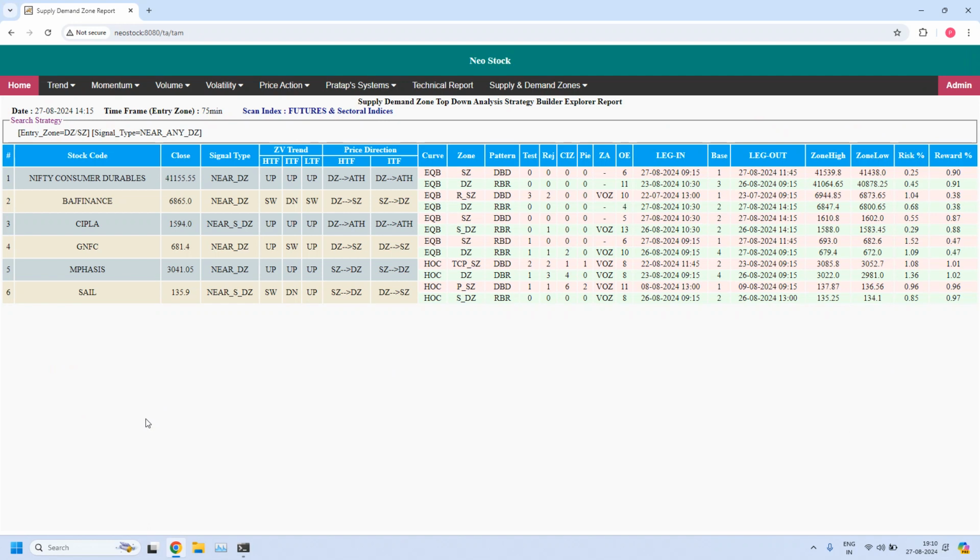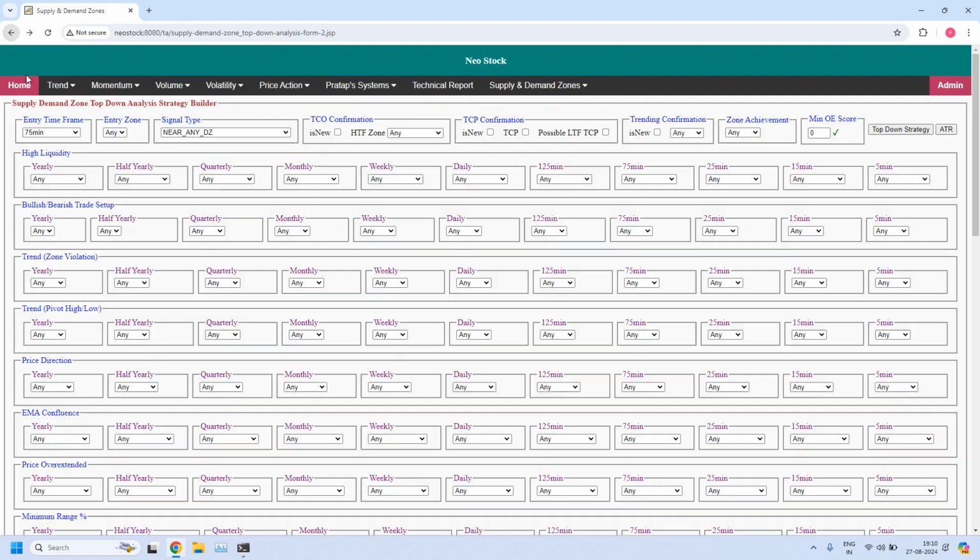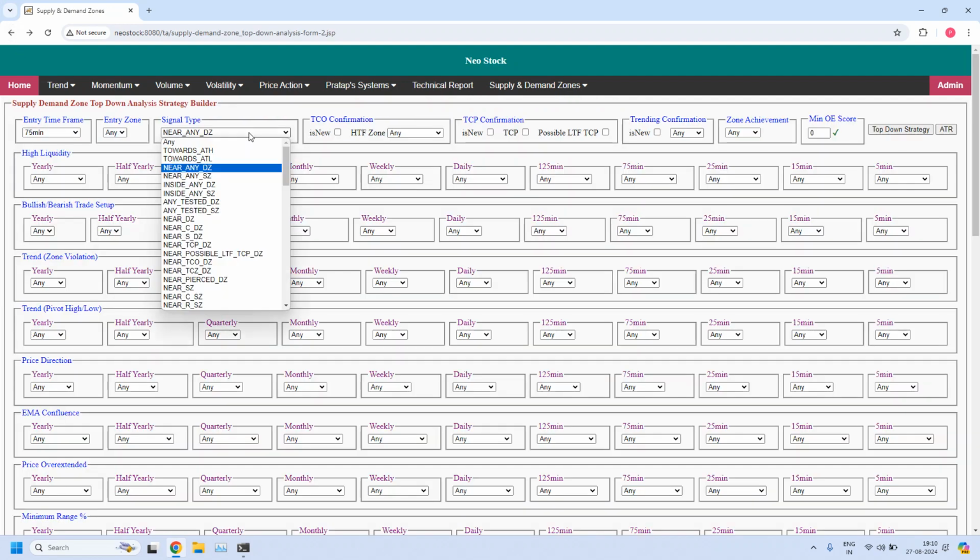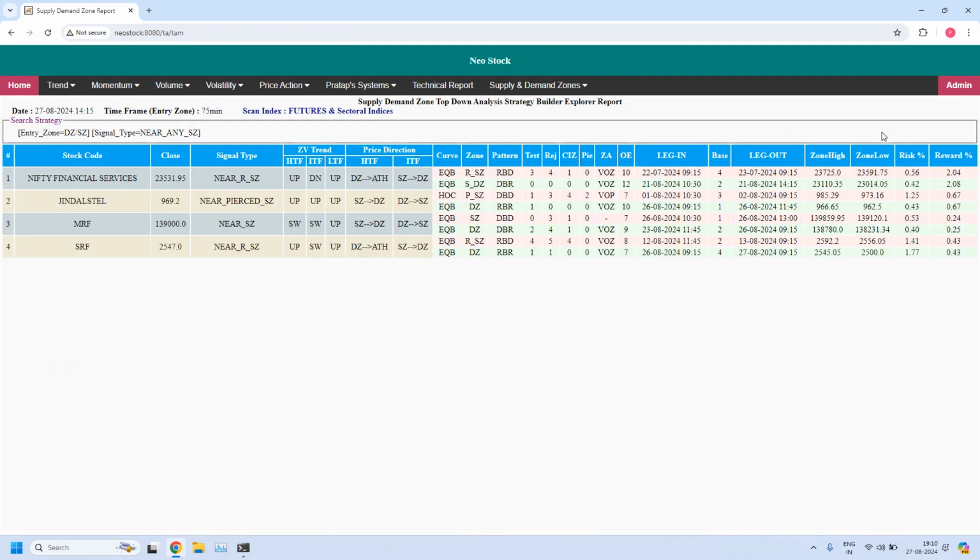6 stocks are filtered. Let us identify high liquidity 75 minutes demand zones. Cipla is having a high liquidity demand zone already tested once, but it is a rejection. And we have one more, SAIL. SAIL is also having high liquidity demand zone and it is a fresh zone. So two high liquidity 75 minutes demand zones are identified from this list.